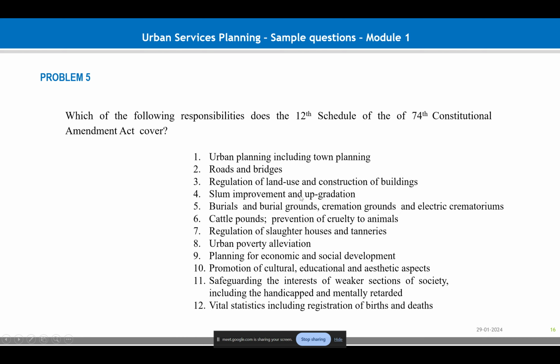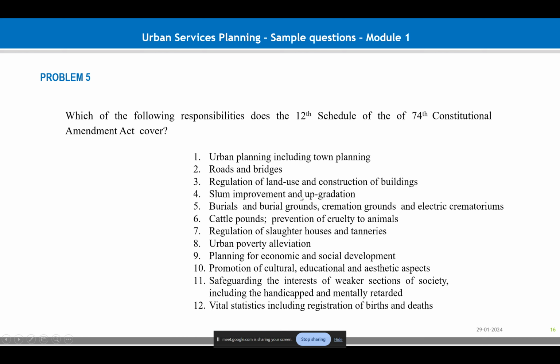Cattle pounds, prevention of cruelty to animals. So we have noticed animal welfare committees and all those. All these also come under this. Regulation of slaughterhouses. Urban poverty alleviation was already included. Then we have planning for economic and social development, promotion of cultural and educational aspects. Now this is again an important aspect: safeguarding the interest of weaker sections.